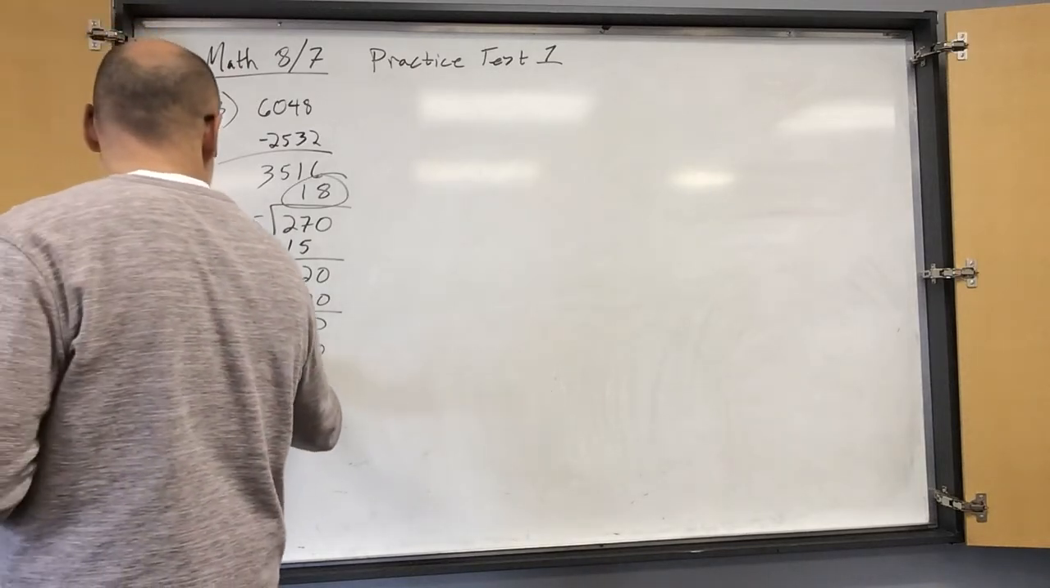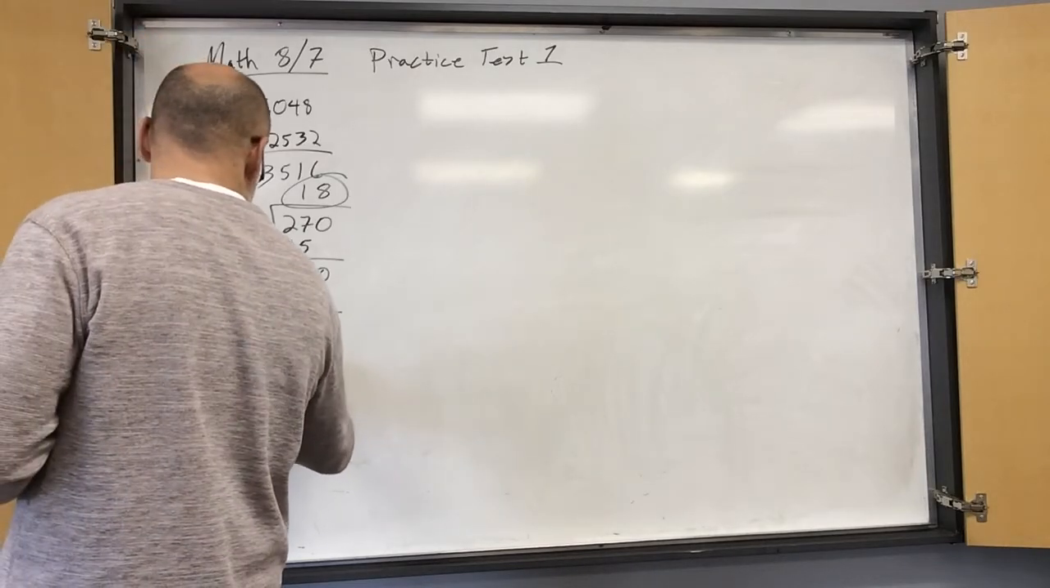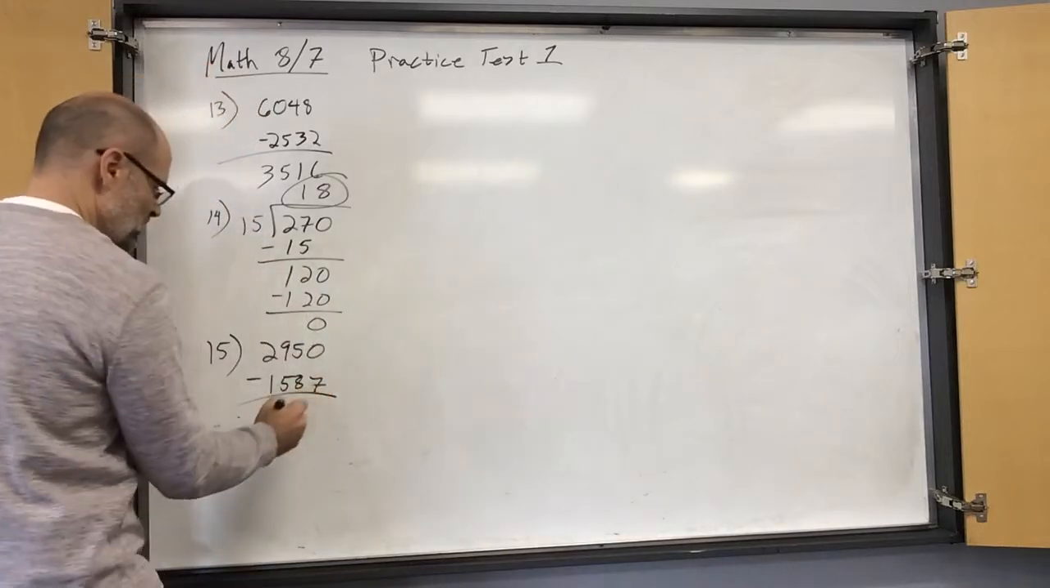So let's subtract the answer, the sum, minus one of those addends, 1,587. We have to borrow a little bit.